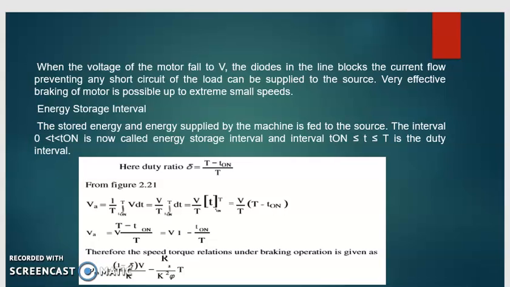The interval between 0 to T on is called the energy storing interval, and the interval T on to T is called the duty interval, as we have seen in the graph. So here the duty ratio is delta. Delta is equal to T minus T on upon T, from the figure 2.1, that is this figure.